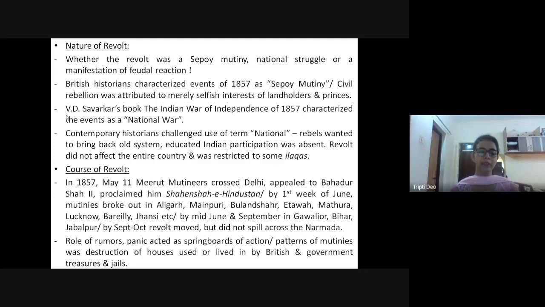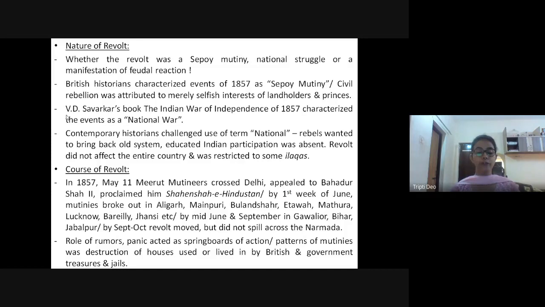In 1857, on May 11th, Meerut mutineers crossed over to Delhi. They appealed to Bahadur Shah to proclaim himself the Shahenshah of Hindustan. By the first week of June, mutinies broke out in Aligarh, Mainpuri, Bulandshahr, Itawa, Mathura, Lucknow, Bareilly, Jhansi, etc. Between mid-June and September 1857, it moved to Gwalior, Bihar, Jabalpur. By September and October, the revolt moved further, but it did not spill across Narmada. So you can really see that the revolt was restricted to only some areas of North India.